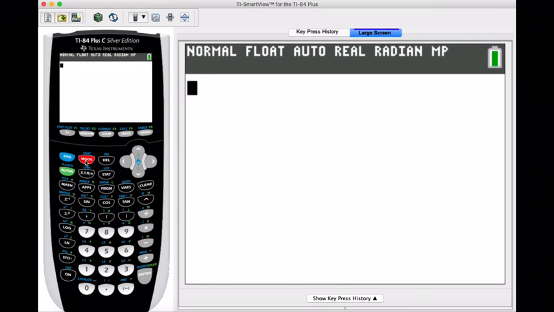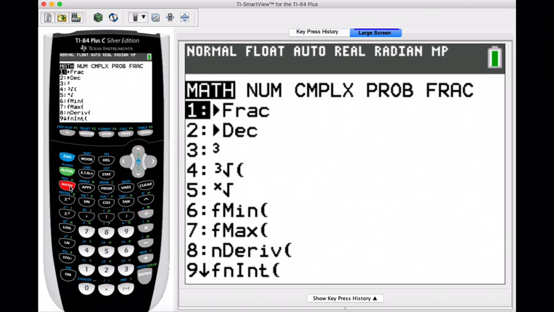I don't necessarily need to see the graph of it. In my standard screen here, I can go to my math catalog. This math button is so very helpful, and you're going to use it quite often in calc. If I hit that math catalog, I have my fraction button, I have my cube root, I have a min, I have a max.